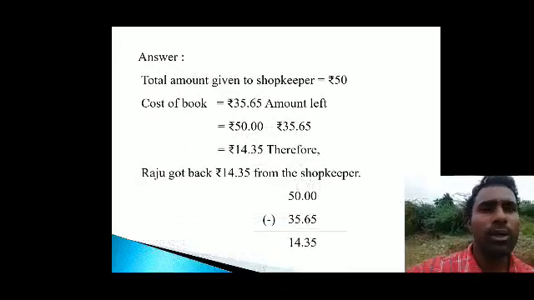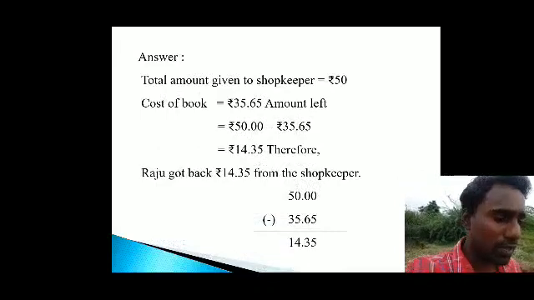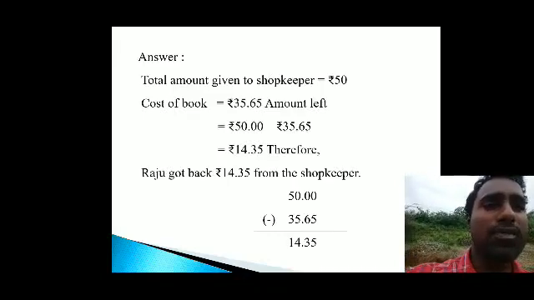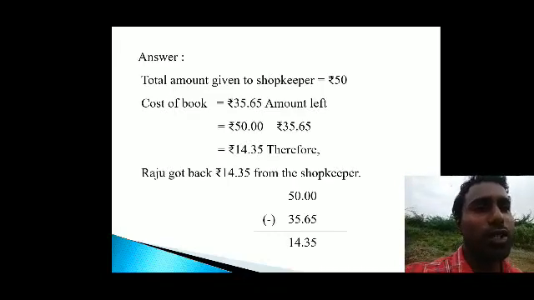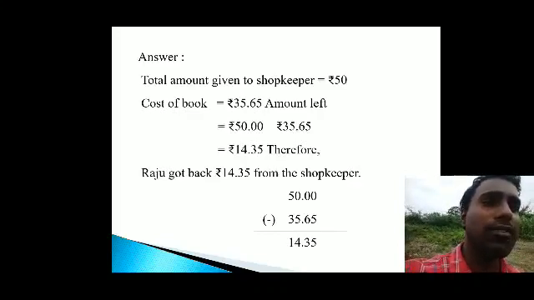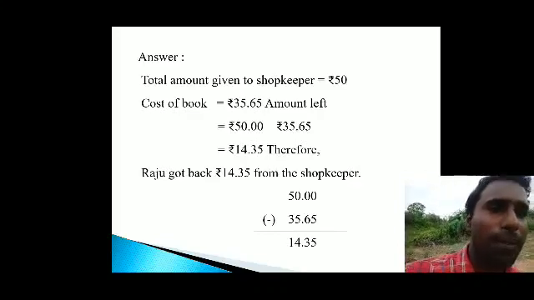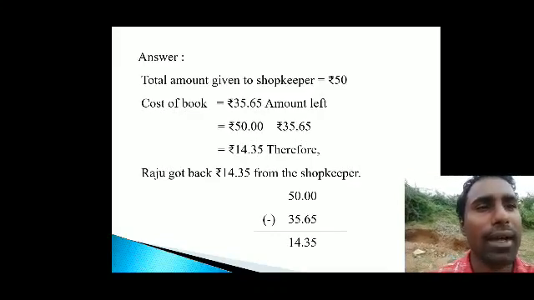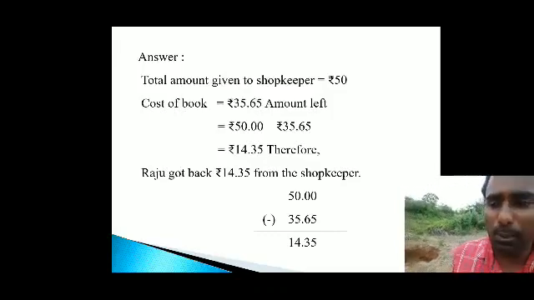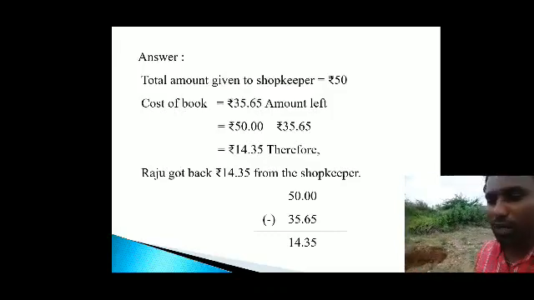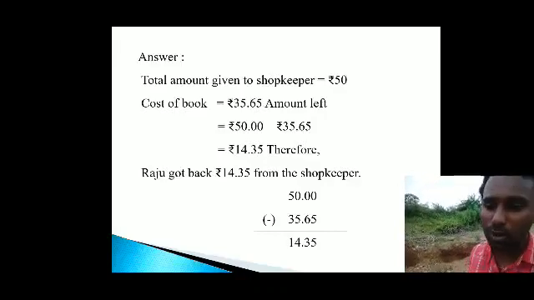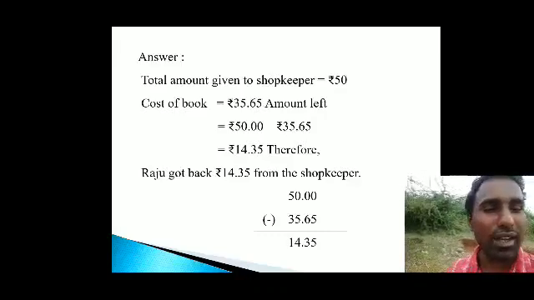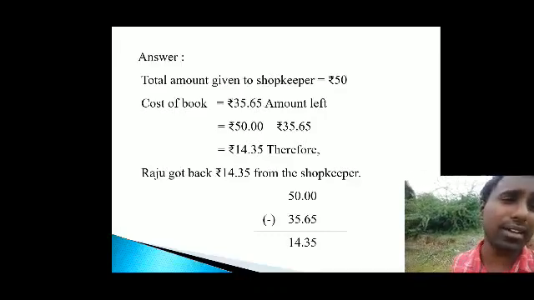The answer: the total amount given to the shopkeeper is 50, and the cost of the book is 35.65. So the amount left is equal to 50 minus 35.65, so we have to subtract. Here I did that subtraction. You write 50 first, and then 35.65. After the decimal point there are 2 digits, so we have to make the same 2 digits in the above number also, so I have added 0, 50.00. Okay, 0 minus 5, we cannot subtract.